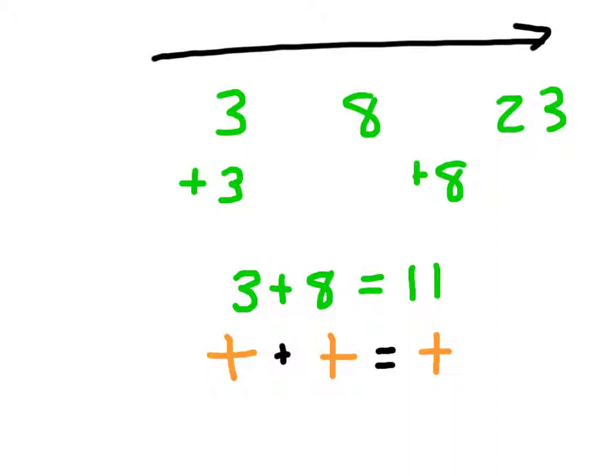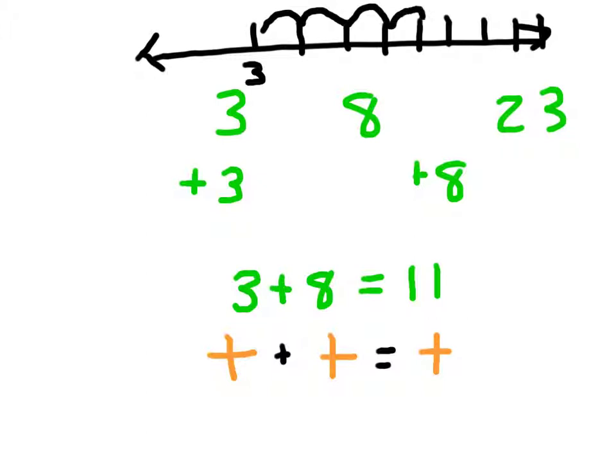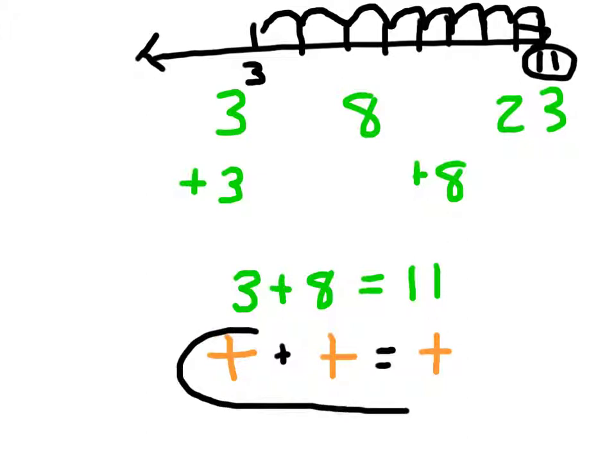So if we think about that number line, we're adding 8 to 3. So we're starting at 3. We're adding 8 more, 4, 5, 6, 7, 8, 9, 10, and 11. So again, when you add a positive to a positive, your number is positive. You just add that 3 and that 8 together.